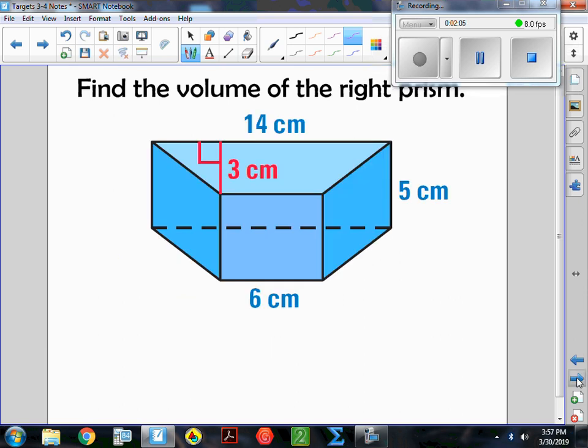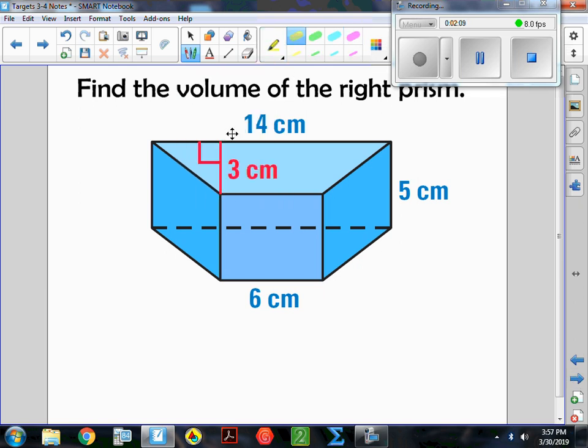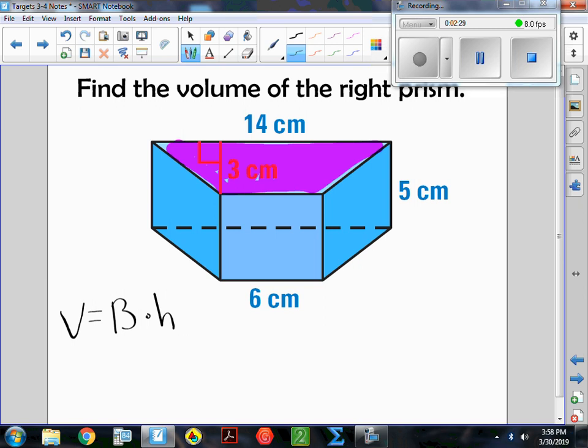Trapezoids sometimes cause students trouble. It might be hard for you to see. Try to keep in mind that the dashed line in the back on the bottom is there. It's the back of the bottom. So we have a trapezoid base and then a bunch of rectangles. So if I can find the area of the trapezoid and then multiply it by the height, I'm in good shape. Again, volume equals capital B times height. Capital B stands for the area of the base.